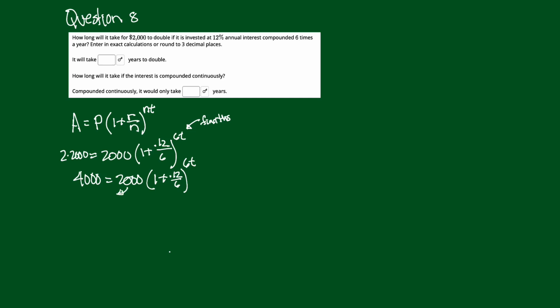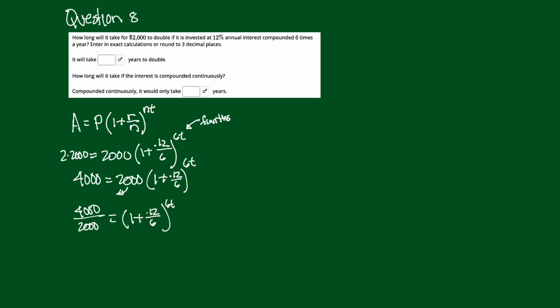Now, let's divide. Let's try to isolate this exponential part here. So I'm going to have 4,000, I'll do every step here, divided by 2,000 is 1 plus 0.12 over 6, all to the 6t. Now, I'm not going to do any calculations until the end. I'll have my calculator do it all. I mean, I could do this: 4,000 divided by 2,000 is 2. But if it were different numbers, maybe I couldn't do that. So just wait till the end. Have your calculator do it all.